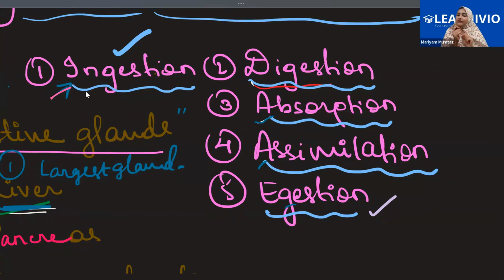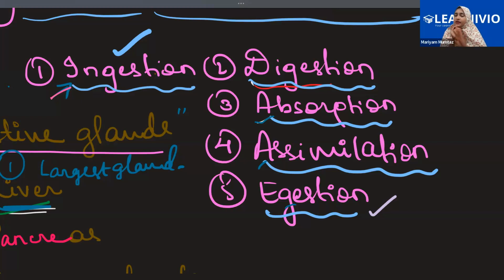After the ingestion has been done, we move on to the second step, that is digestion, meaning the food substances that we have ingested get digested in the body. So the second step is digestion. After the food has been digested, meaning it has been converted into simpler substances, now they will be absorbed. So the third step is absorption.